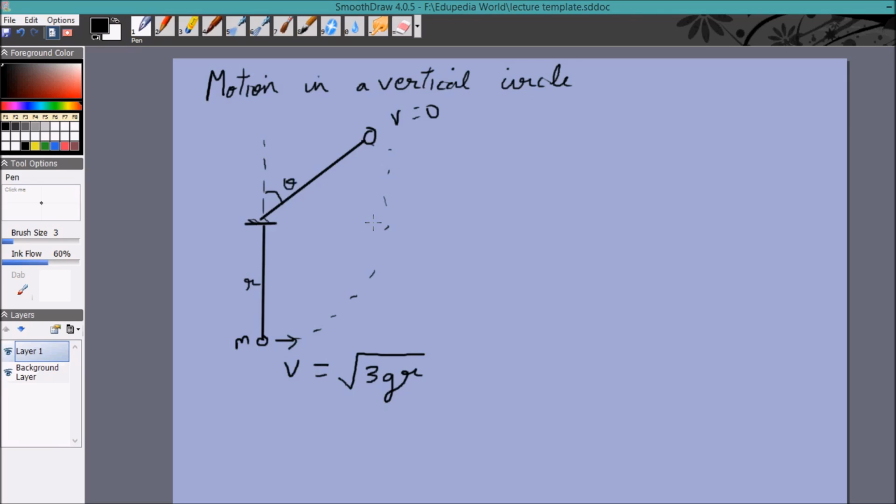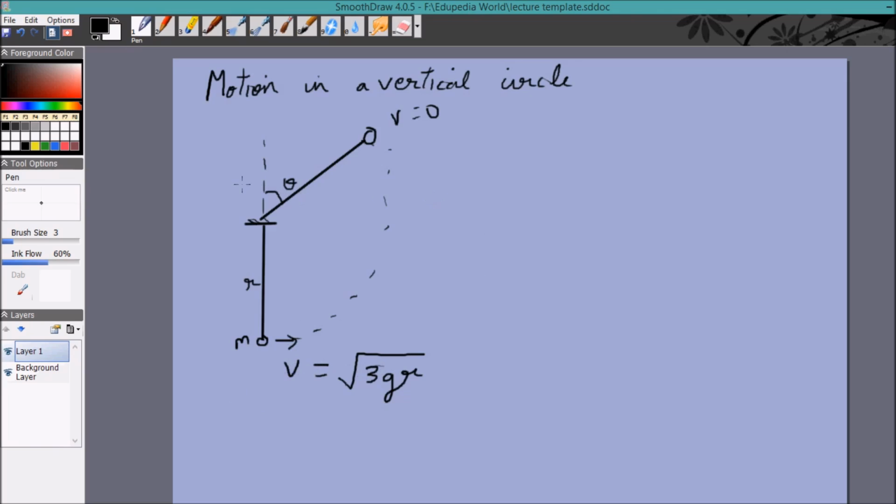Depending on a particular speed which we give, it might just move like a simple pendulum between these 2 quadrants. It might move up to this quadrant, which if this is a coordinate axis, would be the first quadrant, and stop there and then come back and move like this, or it might complete a vertical circle, depending on the range of speeds. Let's calculate what happens with this speed.